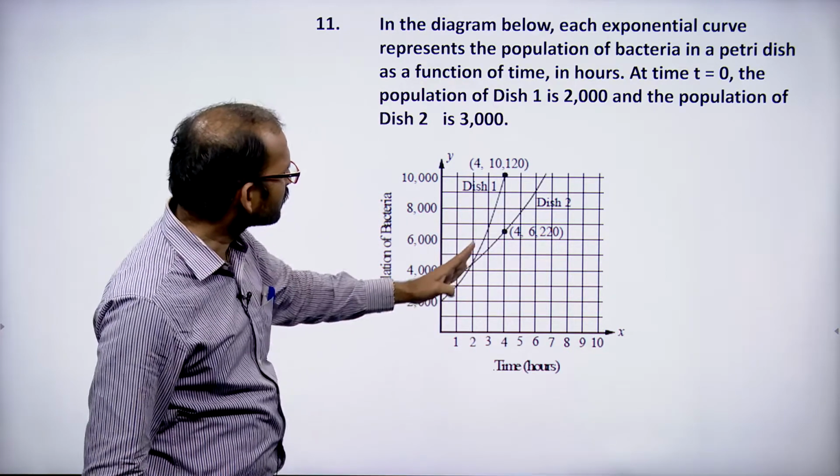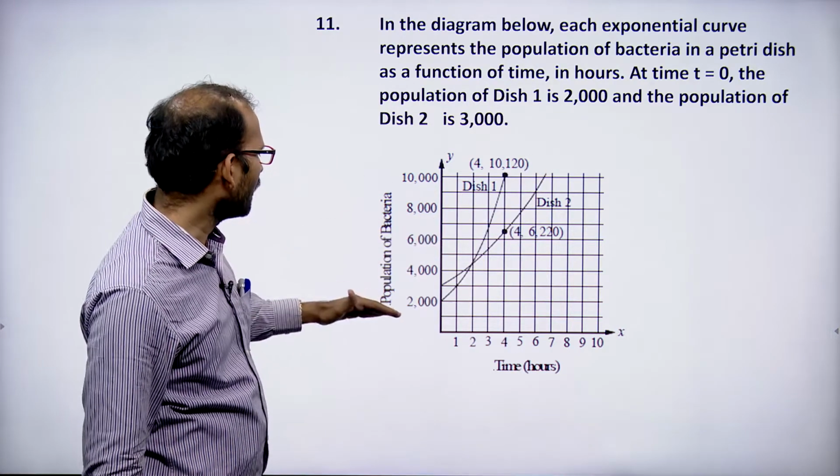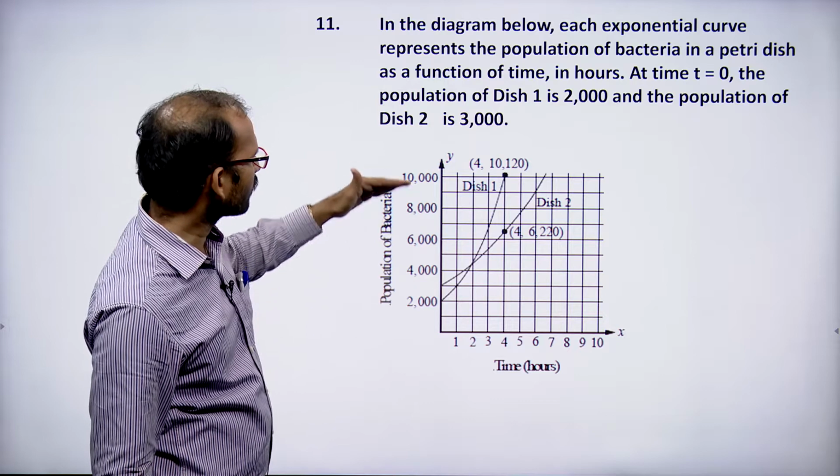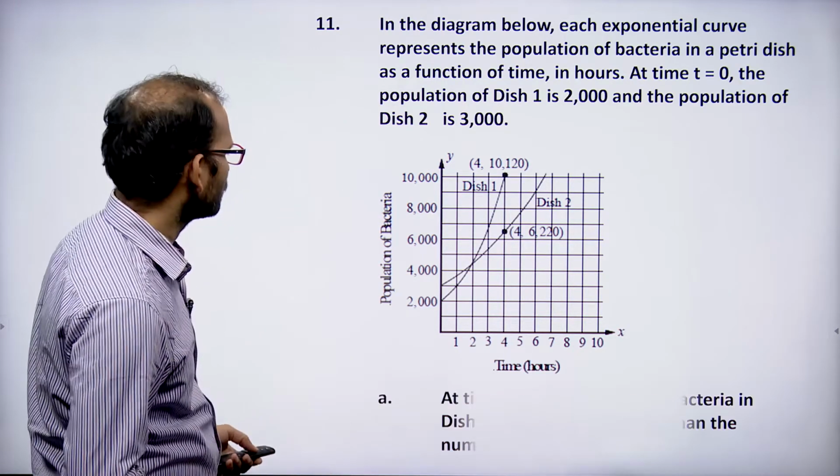So this graph represents dish 1, this will represent dish 2. This is clearly mentioned, and the population of bacteria is in terms of 1000, 2000, 4000, 6, 10,000, 8, like that. Okay. Now we will go to the question.